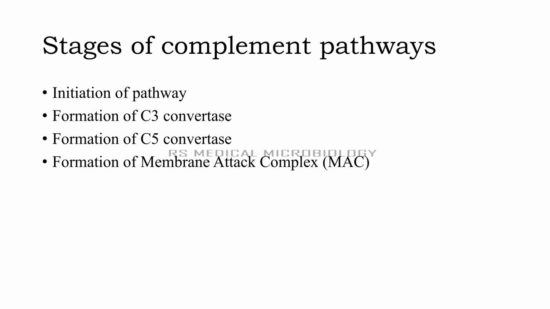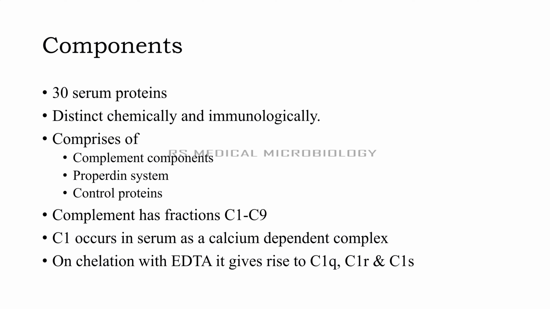These are the most important steps of the complement pathway: first is the initiation, then formation of C3 convertase, formation of C5 convertase, and formation of the membrane attack complex. This has about 30 different serum proteins, including all the complement fractions, the properdin system, the control proteins, etc. The most important member is the first one, which is C1. It's composed of three components: C1q, C1r, and C1s.